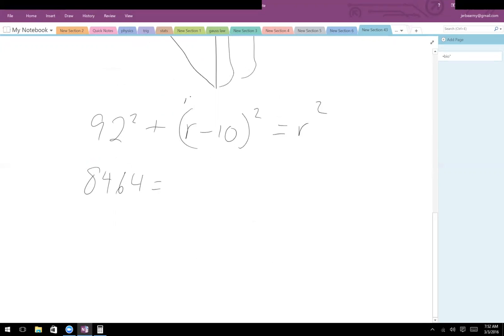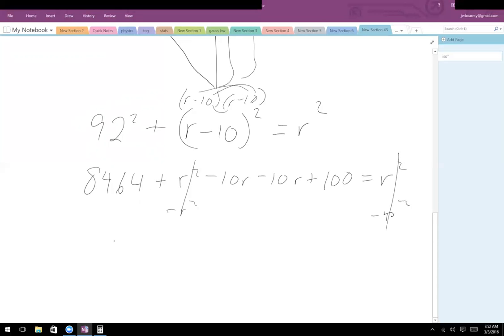For this guy, you write it out, r minus 10 times r minus 10, and do FOIL. So this is r squared, whoops, not equals, plus r squared, r times minus 10 is minus 10r, and minus another 10r, minus 10 times minus 10 is plus 100, equals r squared. I can subtract r squared from both sides. Those just straight up go away.